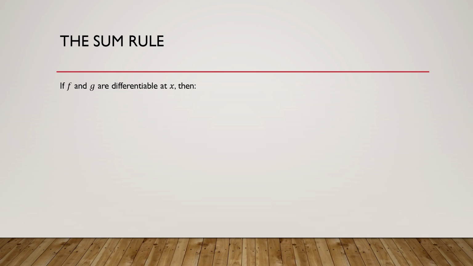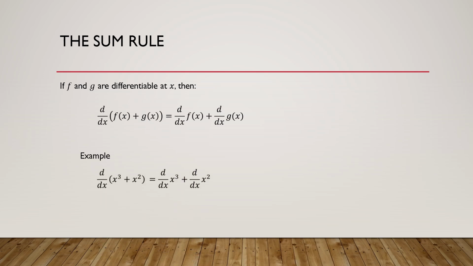If f and g are differentiable at x, then d dx of f of x plus g of x is equal to d dx of f of x plus d dx of g of x. For example, d dx of x cubed plus x squared is equal to d dx of x cubed plus d dx of x squared, which equals 3x squared plus 2x.